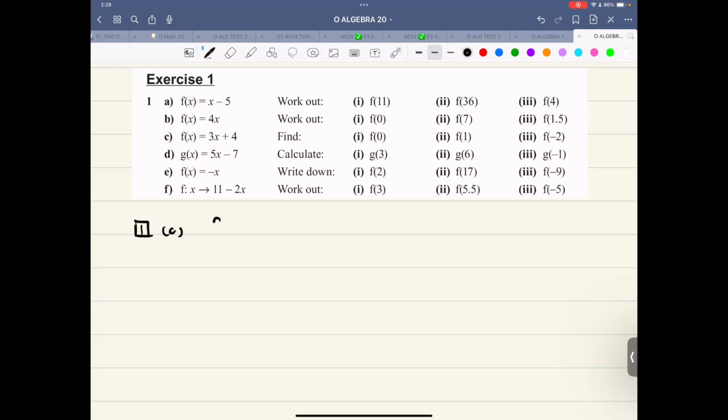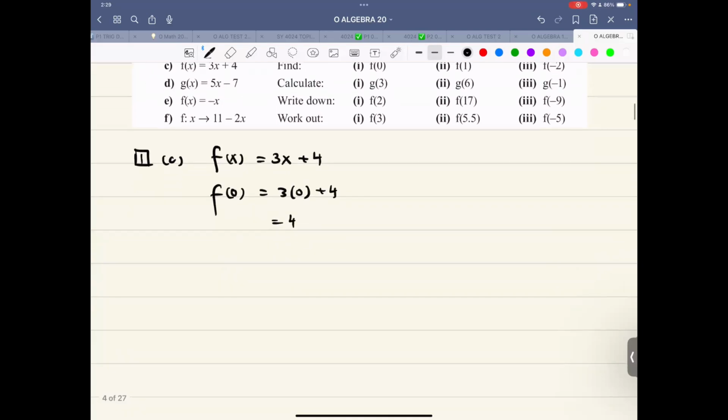Part C, f(x) equals 3x plus 4. If I want to work this out, let me plug in 0. 3 times 0 plus 4 comes out to be 4. Now, it could be a reverse kind of question also, given that f(x) is equal to 4, or instead of x, they can write another symbol a, given that f(a) is 4. This is C part 1, and this is C part 2.